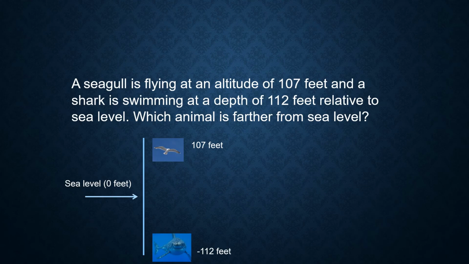Now let's see this example. A seagull is flying at an altitude of 107 feet, and a shark is swimming at a depth of 112 feet relative to the sea level. Now we all know that above sea level is positive while below sea level is negative. We consider them as integers. Which animal is farther from sea level? Whose absolute value is greater? That is the shark, right? The absolute value of -112 is 112 because that is the actual distance.